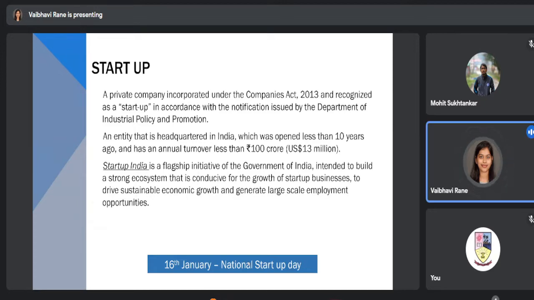Further, it has been defined by the Ministry of Commerce and Industry on 19 February 2019 as an entity that is headquartered in India in 2019 and has an annual turnover of less than rupees 100 crores. Okay, so these are the two technical definitions, if you might say.